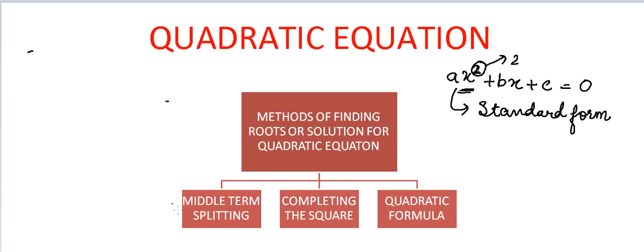The first is middle term splitting. Second is completing the square. The third one is the quadratic formula. Middle term splitting was introduced to you in class 9th in the polynomial section, where you were given all the details of this method. So let us recall this method through an example, and then we'll move forward to the other two methods. Let us understand the three methods by using an example. I will be solving the quadratic equation with all three methods.